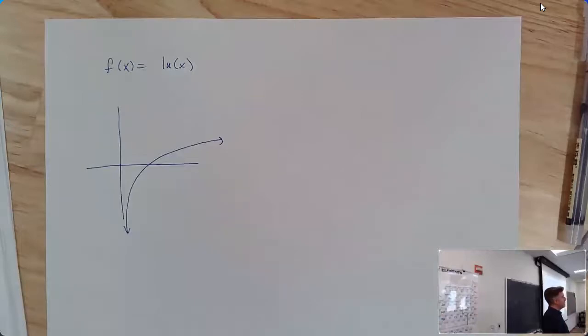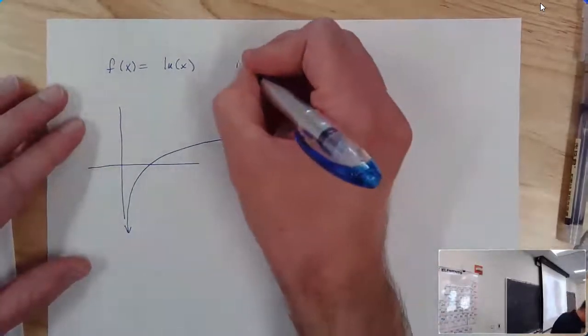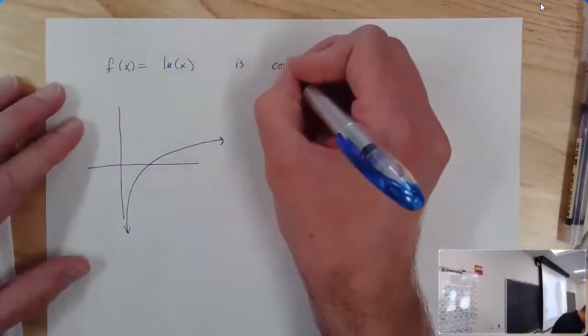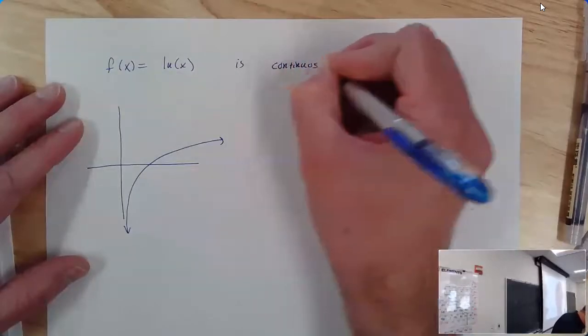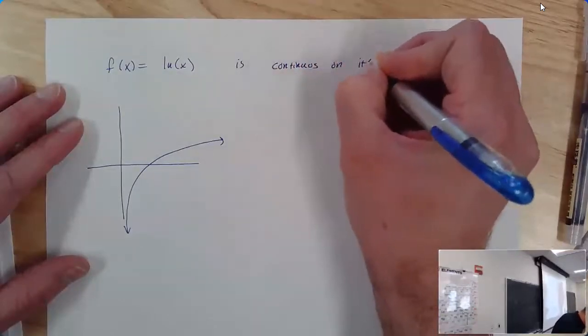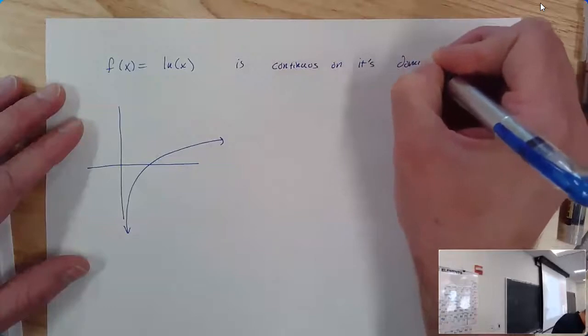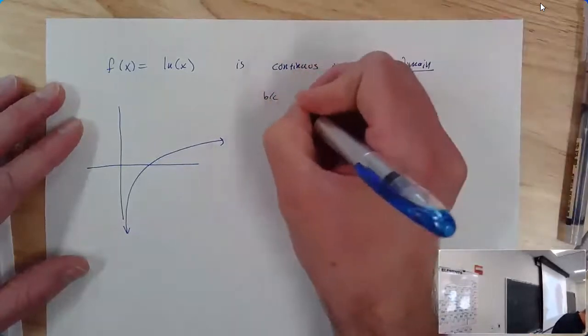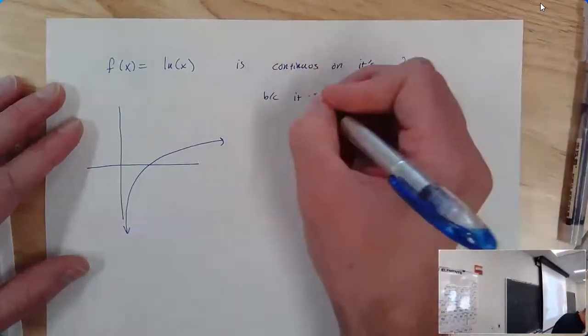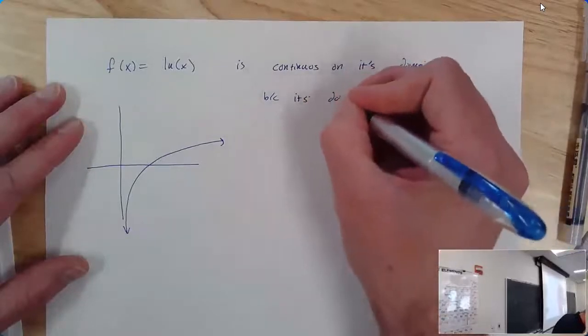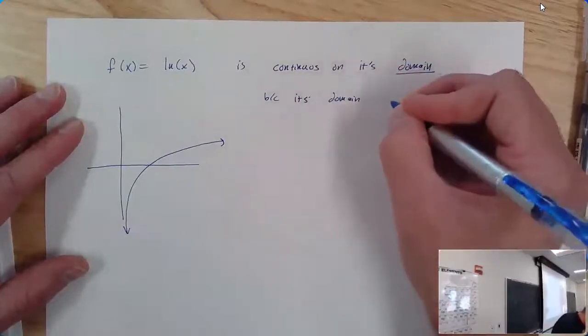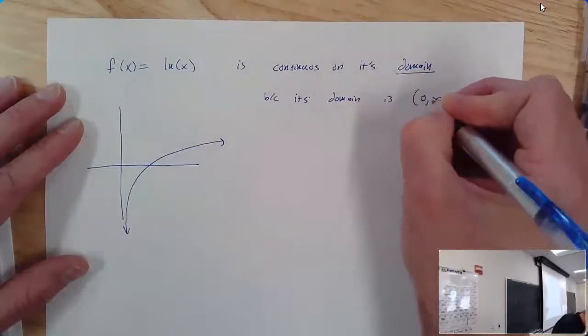Is it continuous everywhere? No, because it's not defined everywhere. It's not defined when x is 0. It's not defined when x is negative. But this function is certainly continuous on its domain. Its domain is all positive real numbers. I don't care about the apostrophes, it's not a spelling class.